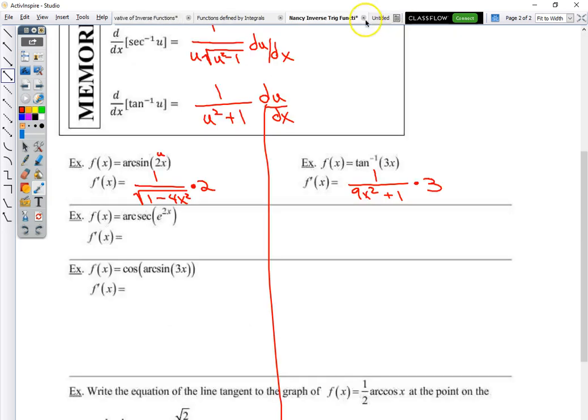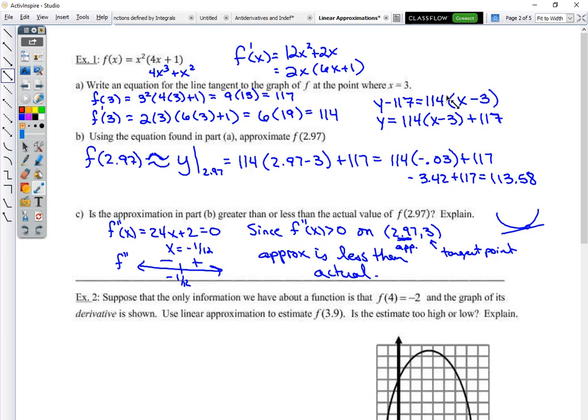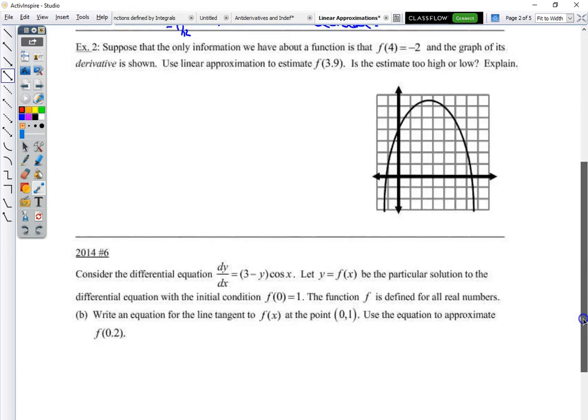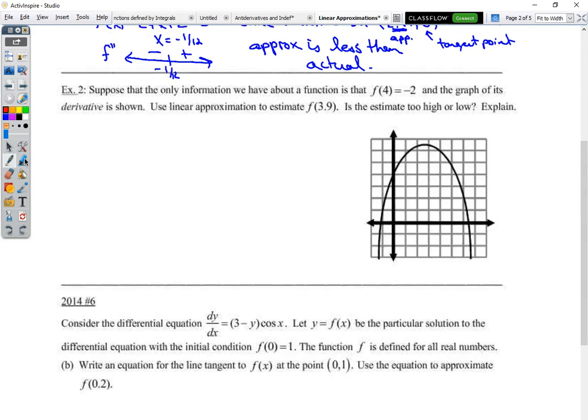By the way, if there is a change in concavity there, there is a major problem. Oh my goodness, I can't find what I'm looking for. If there is a change in concavity, we have a bit of an issue, and they're never going to ask us this part, part C, because then we'd have to find the actual, and if we have to find the actual, then what on earth was the point of doing this anyway?